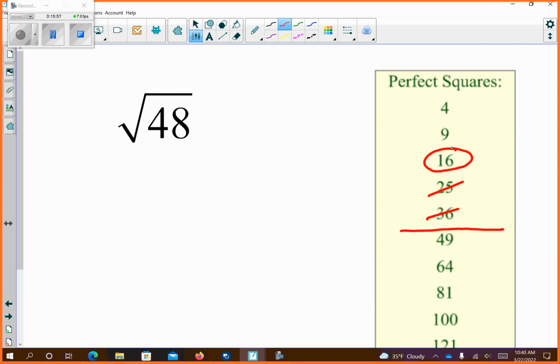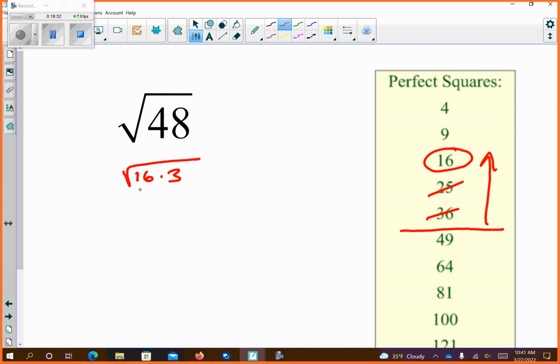So what you want to do is list those perfect squares and work your way up. If you work your way up, you're going to do this just fine. And what you can do on your calculator is you're basically going 48 divided by 36 gives you a decimal. You don't want that. 48 divided by 25 gives you a decimal. You don't want that. 48 divided by 16 is 3, so 16 times 3. Okay? You want that.